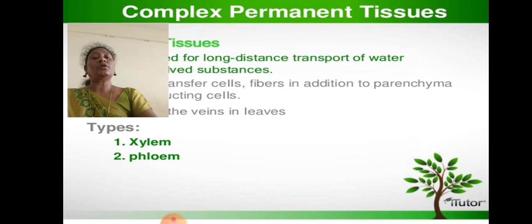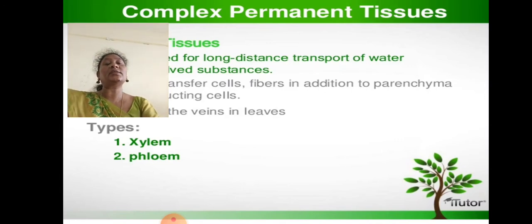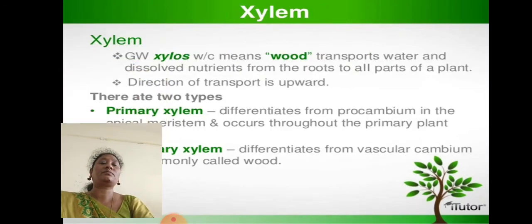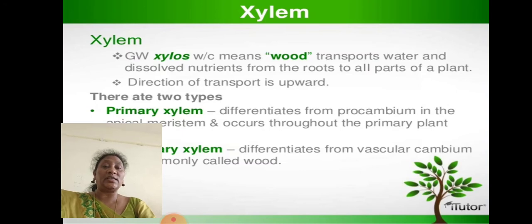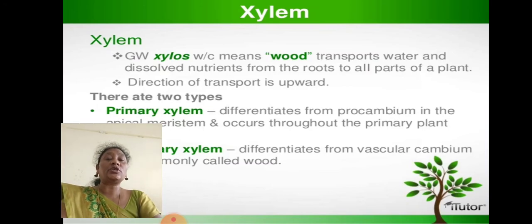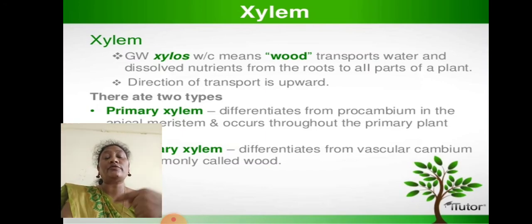The types of vascular bundles are xylem and phloem. Xylem means wood. It transports water and dissolved nutrients from the roots to all parts of the plant. So they transport the water, and they transport the nutrients which are dissolved in the water. The direction of transport is upward. Always the movement of water takes place from the bottom to the top, in the upward direction.